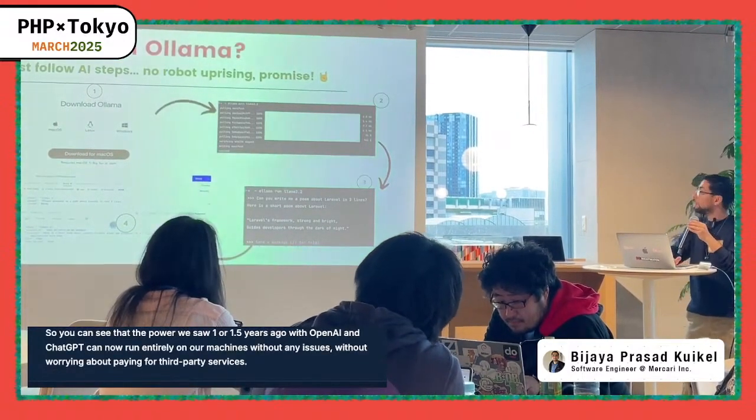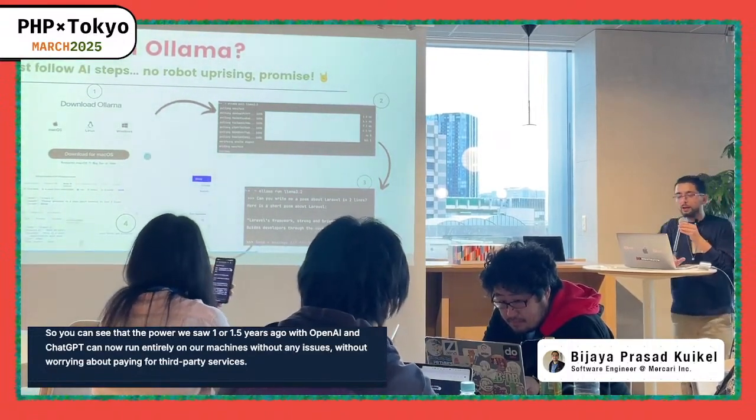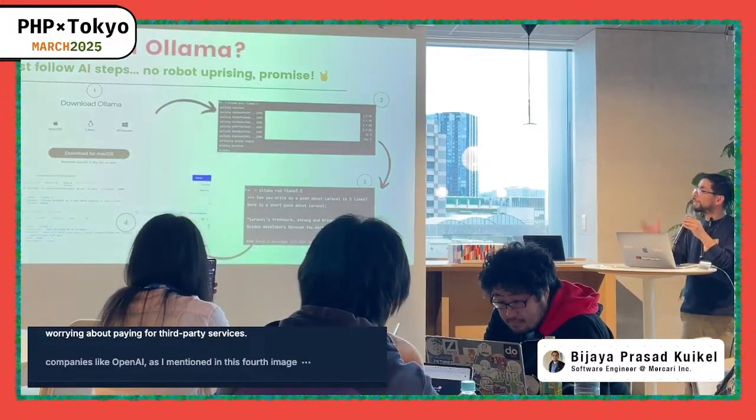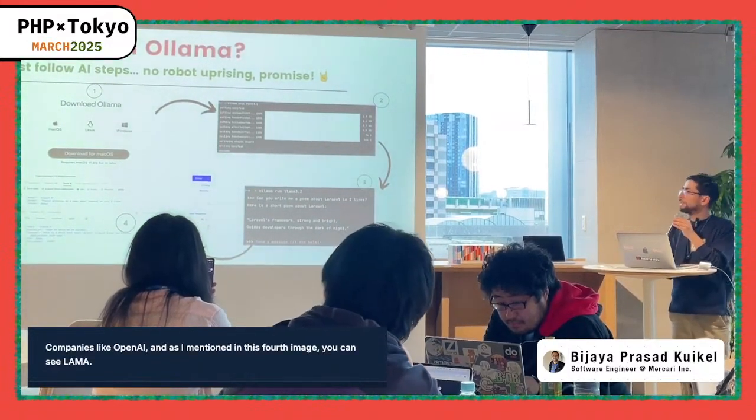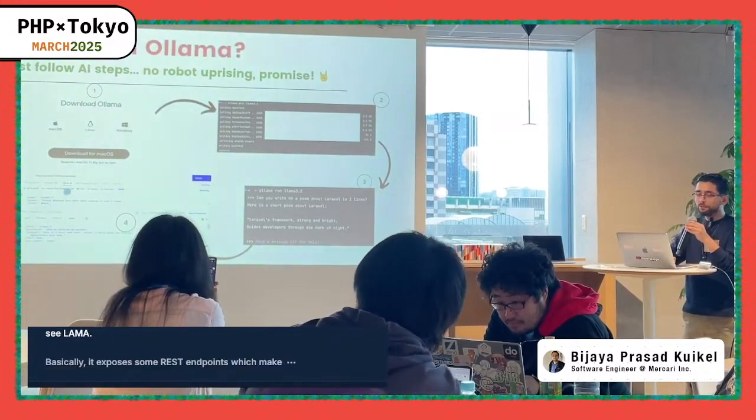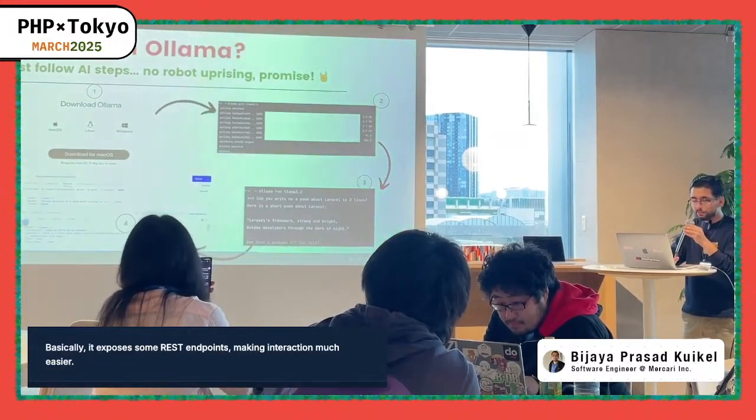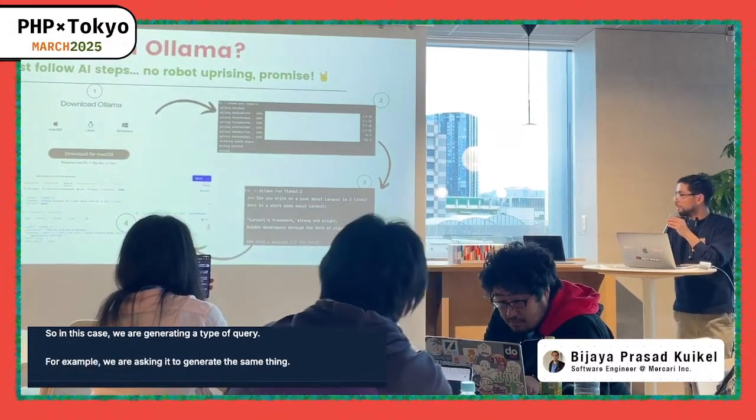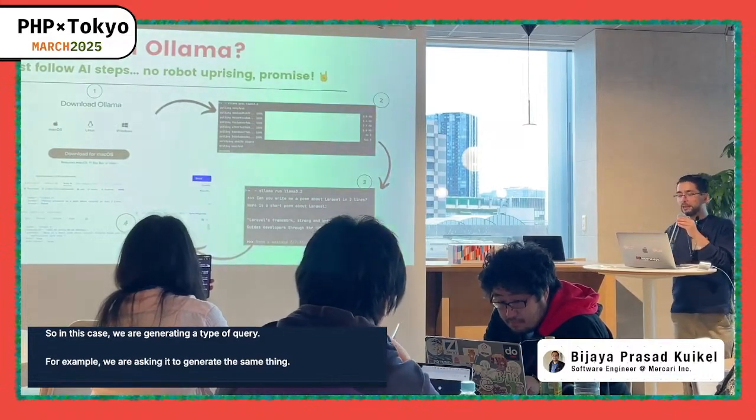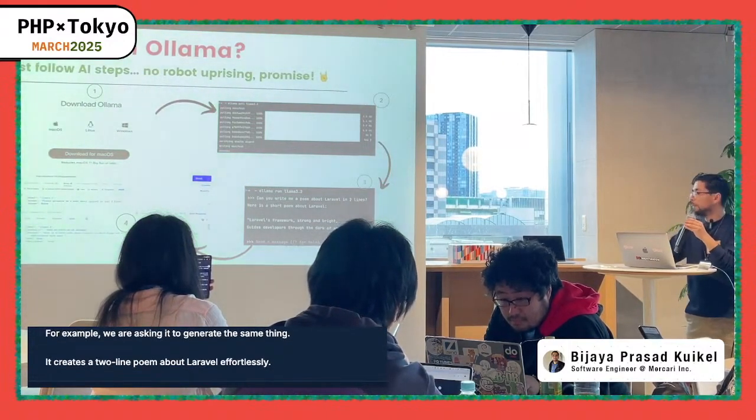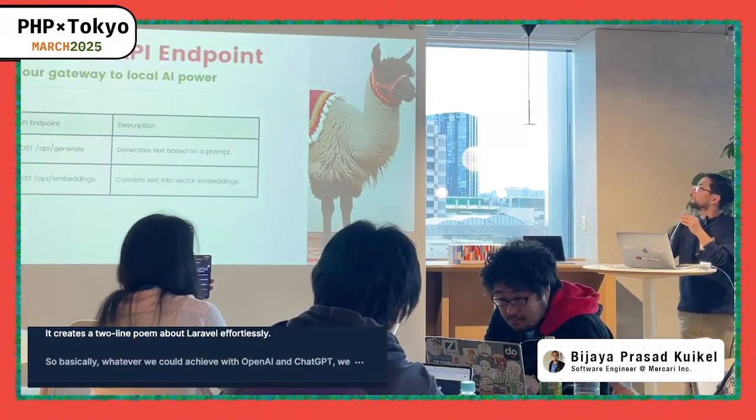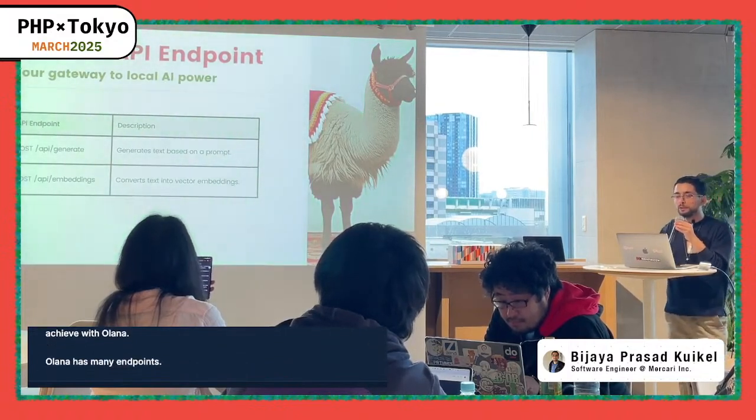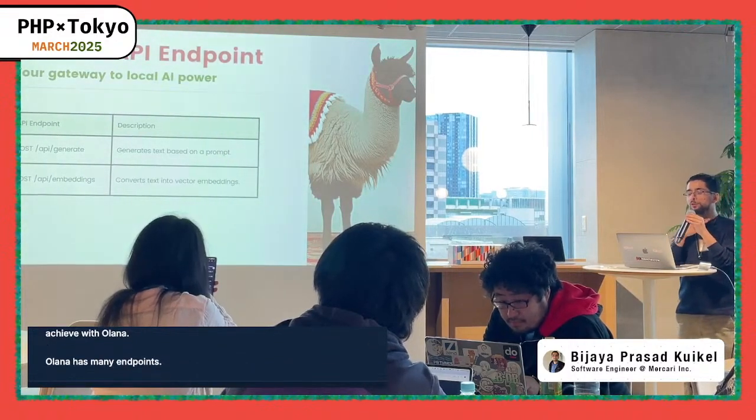And as I mentioned, in this fourth image, you can see that Ollama exposes some REST endpoints, which makes the interaction pretty easy. In this case, we are generating a query. For example, we are asking the same thing, to generate a poem about Laravel in just 2 lines, and it does it. So whatever we could get with OpenAI and ChatGPT, we can get it with Ollama. Ollama has a couple of endpoints, but these are the main endpoints that we will be dealing with today. The first one is POST /api/generate.